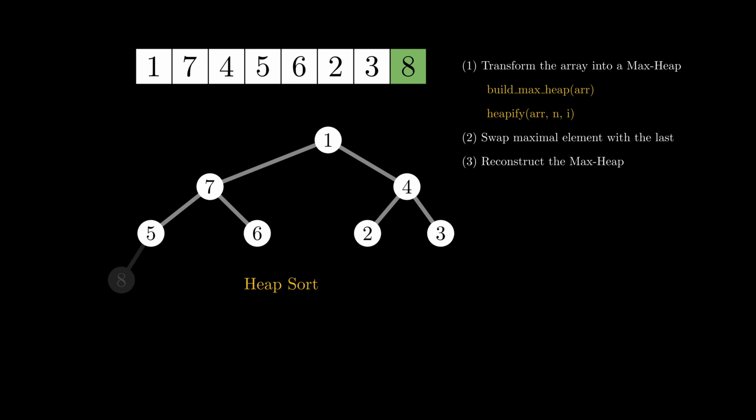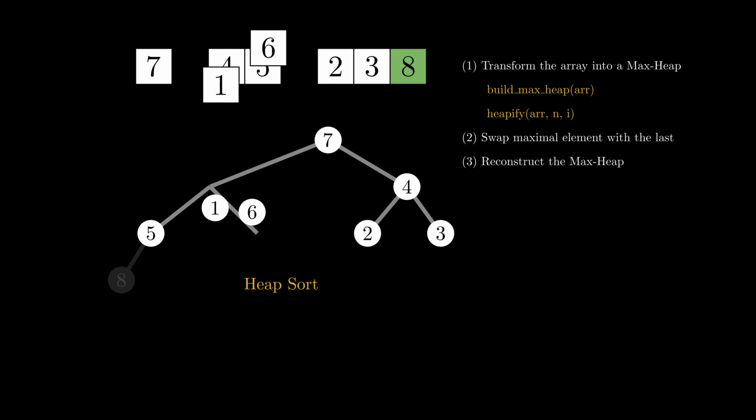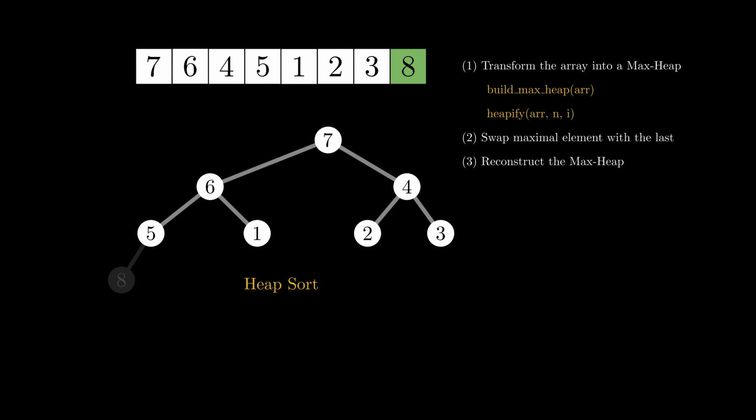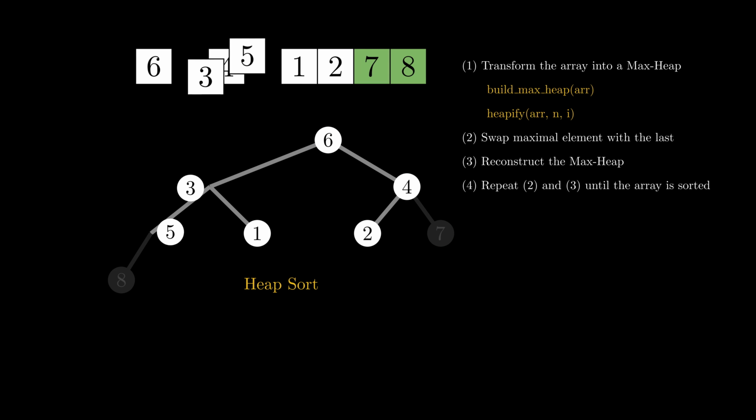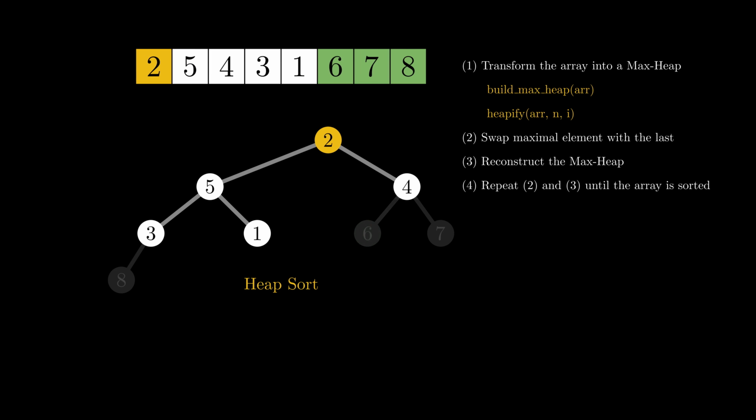This may sound complicated, but the only thing that really happens here is that the root node will be swapped recursively with its larger child node. And that's basically the key idea of Heap Sort. Reconstruct the heap, swap the last element with the root element, reconstruct the heap again, and so on. This process continues until all elements are properly sorted.